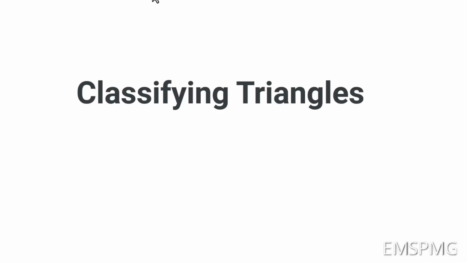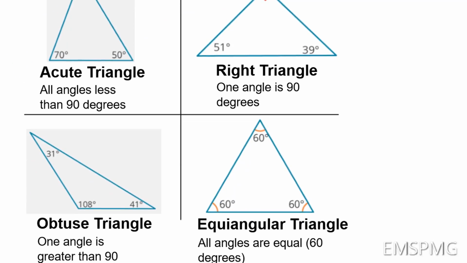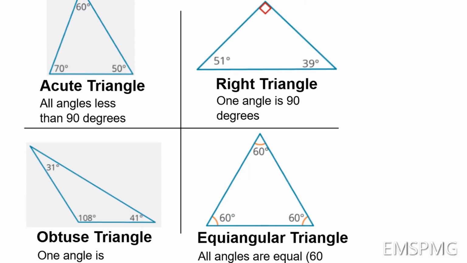Hey guys, in this video we're gonna check out how to classify some triangles. So there's two ways to classify triangles. The first way that you need to notice is how to classify by their angles. There's four different ways to classify by the angles, and unfortunately you just have to kind of memorize these things.